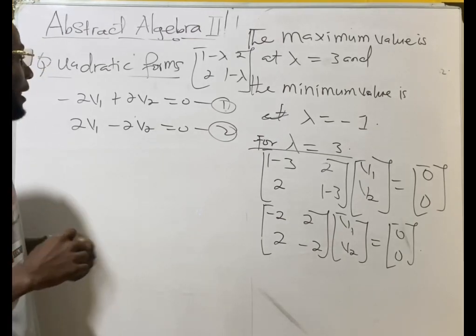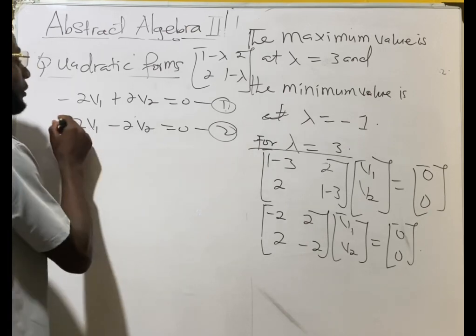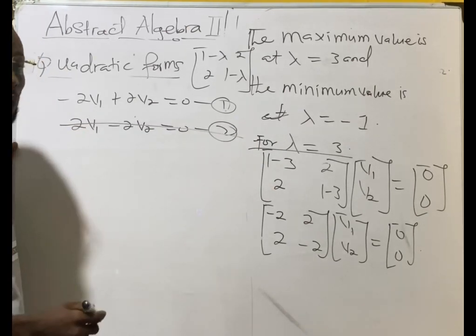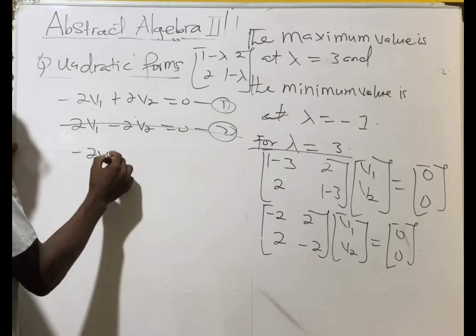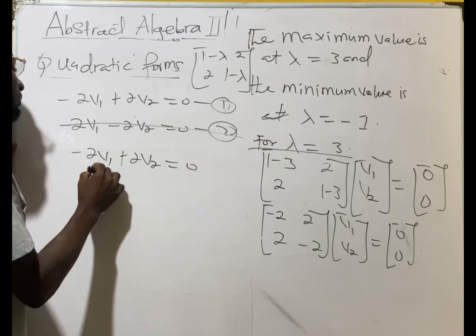So clearly we can see that equation 1 and equation 2 are the same. So we cancel one out and deal with only one. So we have -2V1 plus 2V2 equals 0. So this means that we're going to have what?